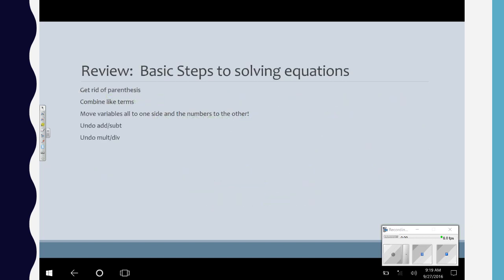So remember, our basic steps are to get rid of parentheses, combine like terms, and move our variables all to one side and the numbers to the other. In this case, we're going to move everything but the variable we're solving for to one side. And then we're going to undo adding and subtracting, and undo multiplying and dividing.